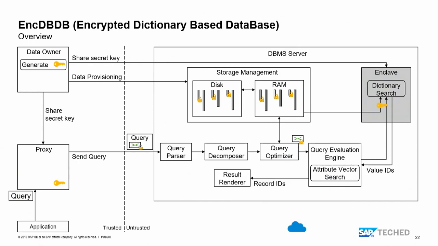The query evaluation engine then passes back the record IDs to a result renderer. The result renderer will, for example, do tuple reconstruction, join some results, and return the encrypted values back to the proxy. The proxy has the key, decrypts the results, and it's done. This is the whole flow of the database management system.